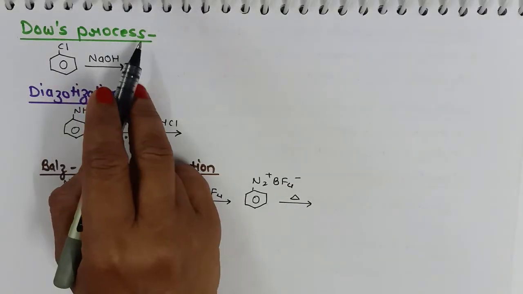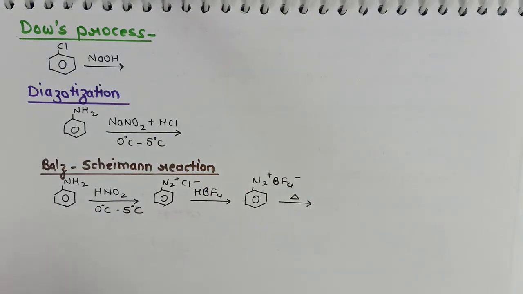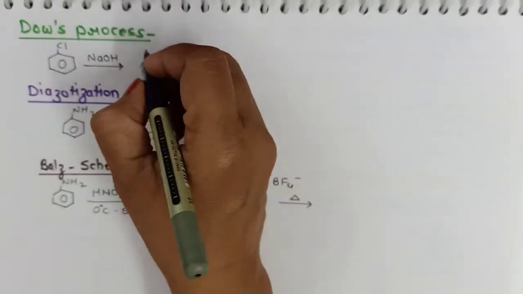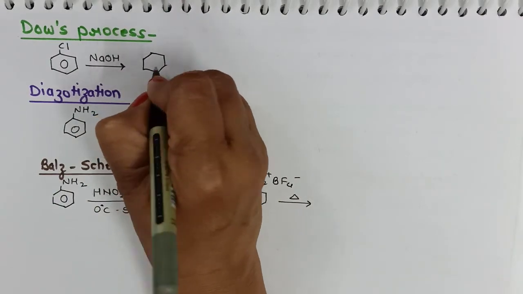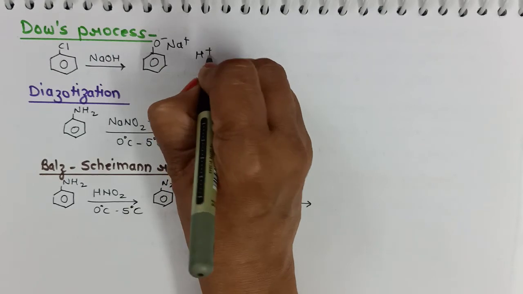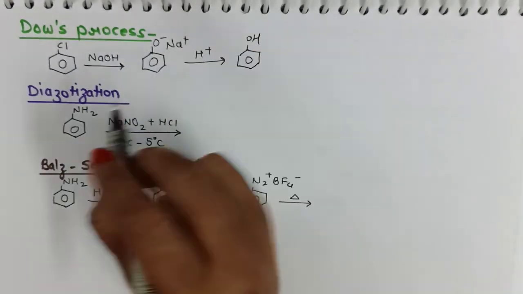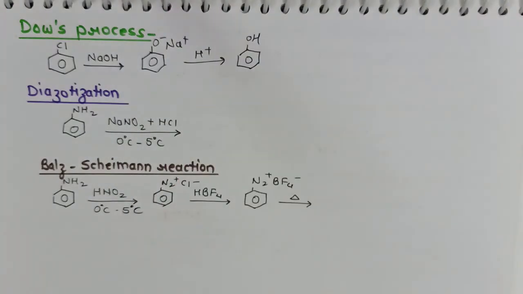The next is Dow's process. Chlorobenzene, when it is treated with sodium hydroxide, gives phenol. First, it will give the sodium salt of phenol, so we call it as sodium phenoxide. And that on the hydrolysis will give us phenol. So the haloarene can be converted to phenol.